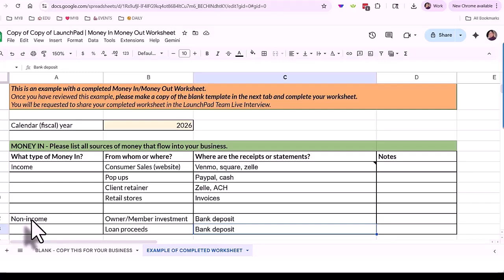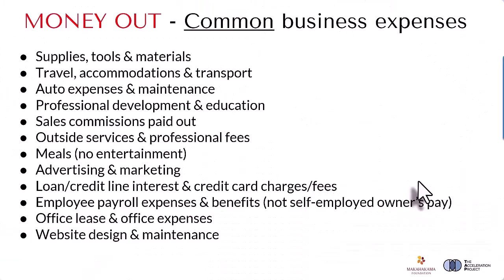Let's take a pause for a moment and feel free to even jump into our LaunchPad group and ask any additional questions, or write down your question now and go ahead and ask it in the next office hours. Now let's move into money out. Let's do a quick recap of money out.